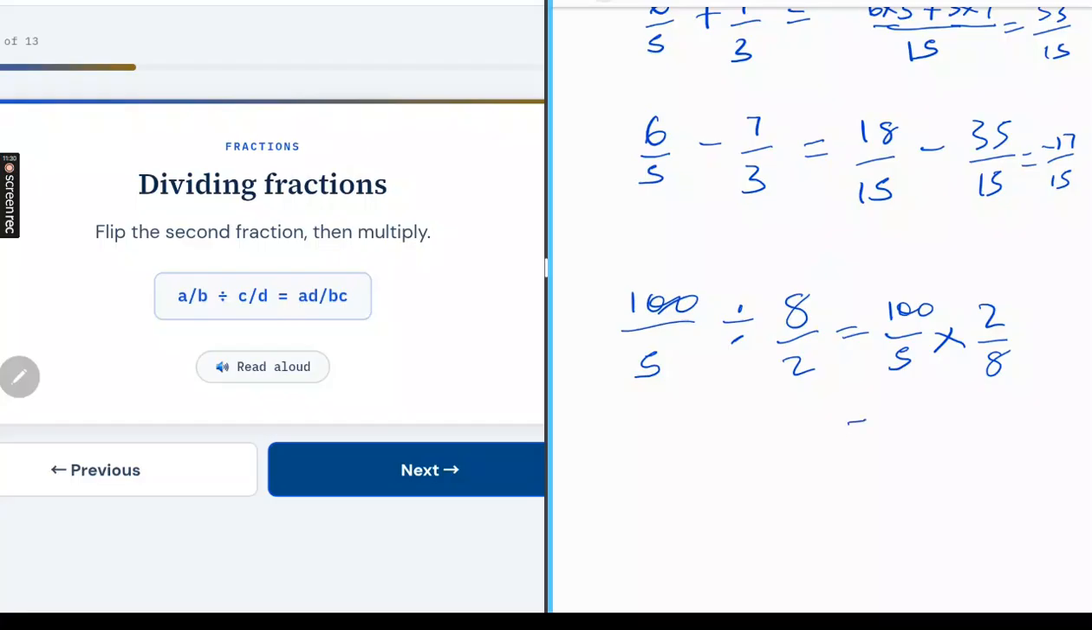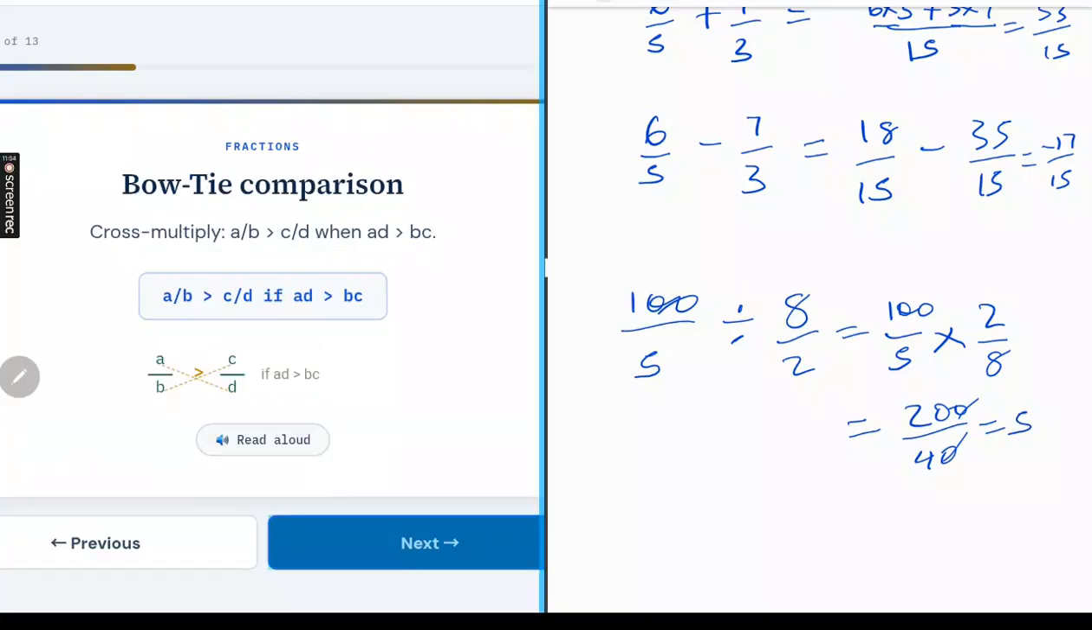Now, remember that we want to get what as an answer? The answer we want to get is 5, because 20 divided by 4 is 5. Now we have 100 times 2, 200. 5 times 8, 40. 0 cancels 0. So we are back to 20 divided by 4, which is 5. Next concept.